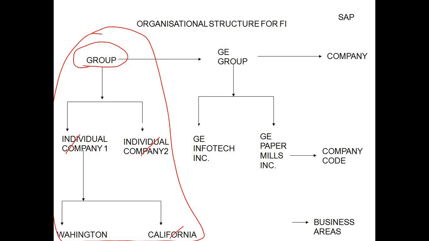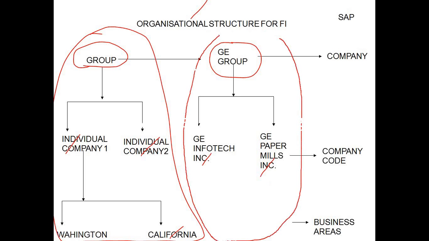If you translate this into real time, let us say group means GE group. Here we are going to configure the SAP software for the GE group of companies. Under the GE group, we have many individual companies like GE Infotech Incorporation and GE Paper Mills Incorporation. GE Infotech Incorporation is carrying on business in Washington, California. GE Paper Mills Limited is also carrying on business in Washington, California, New York, New Jersey, etc. So this is the real enterprise structure for the GE group of companies for the purpose of preparing financial statements.